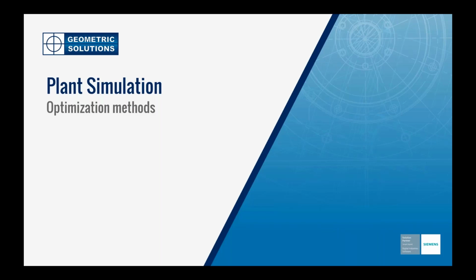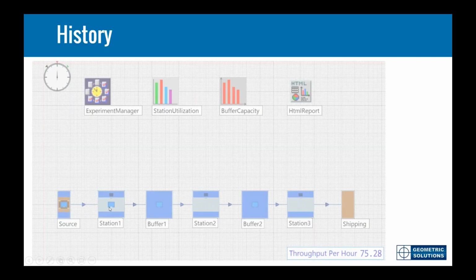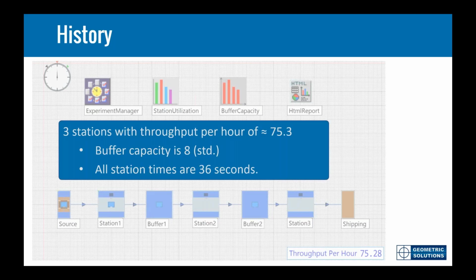So let's look at some optimization methods. In a previous webinar, we had come up with a scenario where we had 3 stations with a specific throughput. We have a buffer capacity. Our station times are 36 seconds. This is the scenario we started with, and it's a typical scenario that we've dealt with customers before.